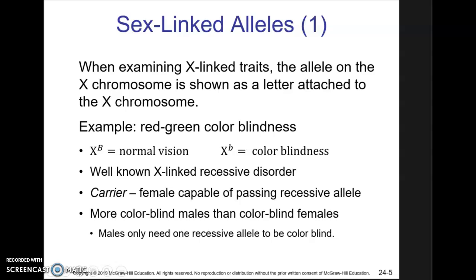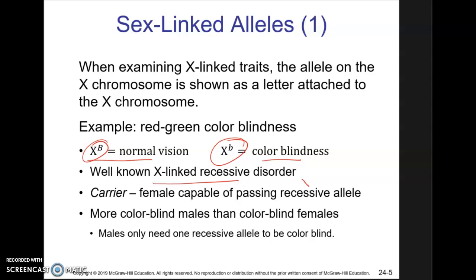So moving on further, when examining X-linked traits, the alleles on the X chromosome are shown as the letter attached to the X chromosome. For example, here the X has normal vision, and here it has color blindness because this is the faulty allele. This is a well-known X-linked recessive disorder. Color blindness is very, very well known.